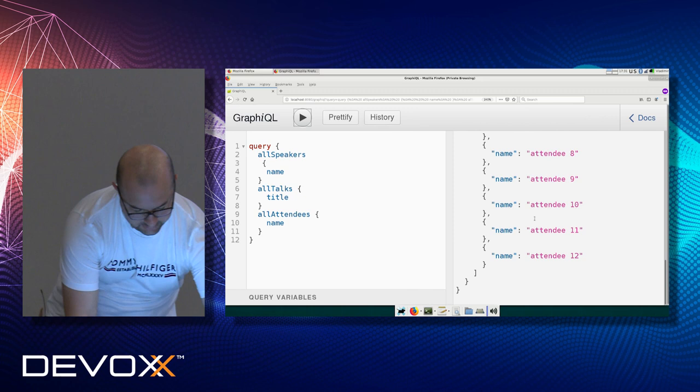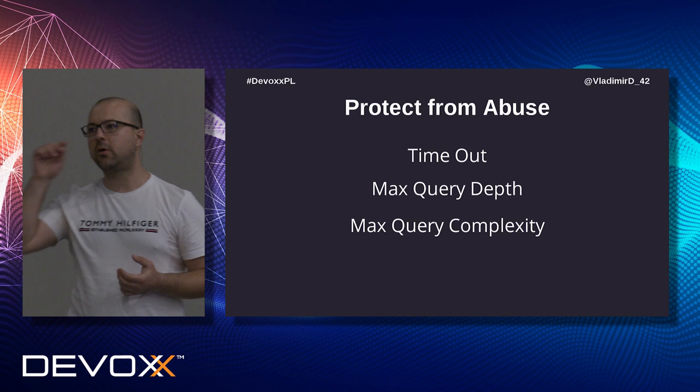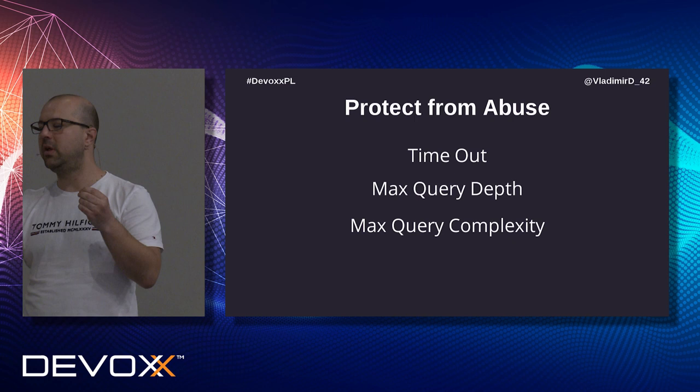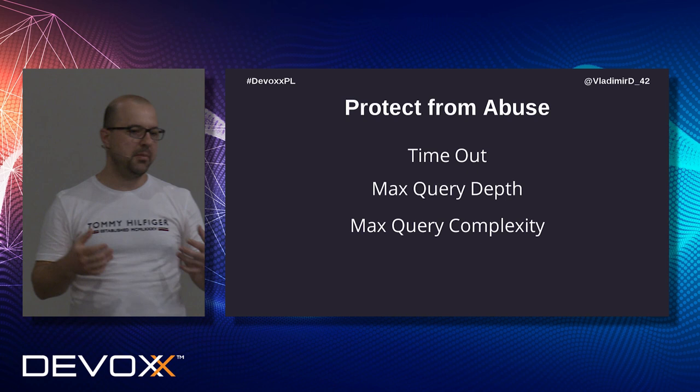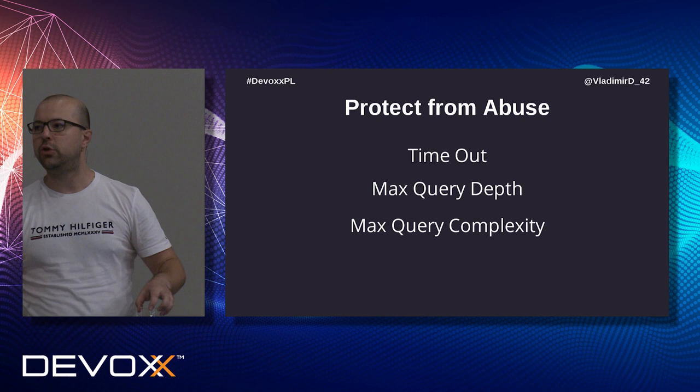A better approach for protection is to have a max query complexity. For every part of a query, we say, okay, this is what the complexity is. Then, during the validation of the query itself, we sum all the numbers for every single part of the query and say, okay, this is the sum. If the sum is too big, we just don't execute it. Again, some implementations have this baked in, and some just leave the hooks for us. So it comes back to the implementation itself, and that's why I said you need to know which implementation you're using.